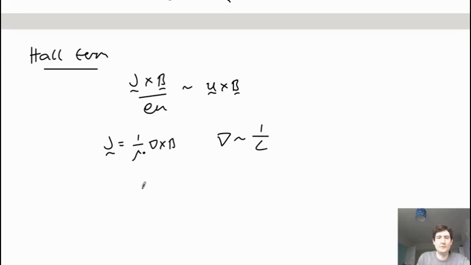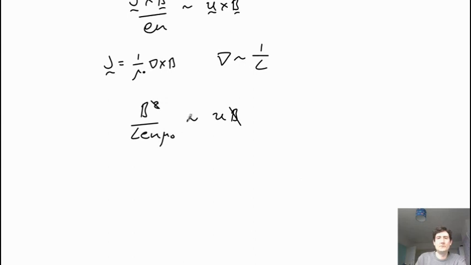And so we can write down that we have B squared, so we have a B from inside here and a B from there. We have a 1 over length. Then we have an e times an n and a mu naught from here. And on the right side we have the typical velocity U and again another B. And these B's can cancel. Now we can write this in terms of some quantities here. So we have the ion skin depth, or inertial depth, and this is the square root.